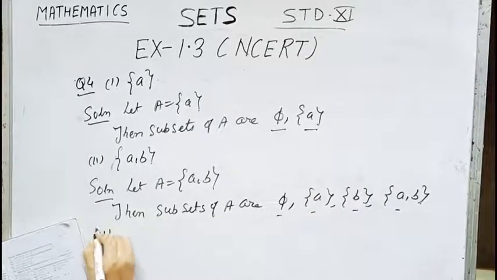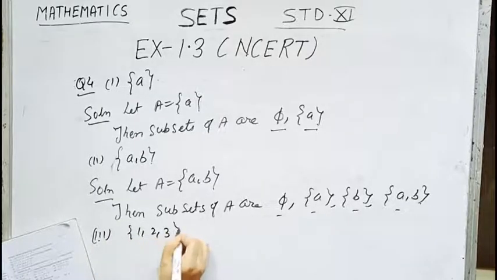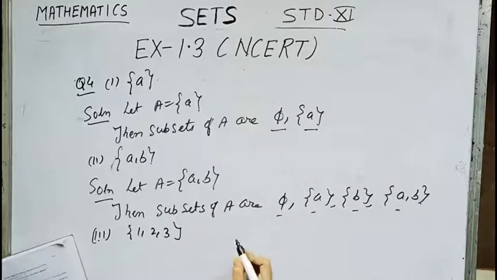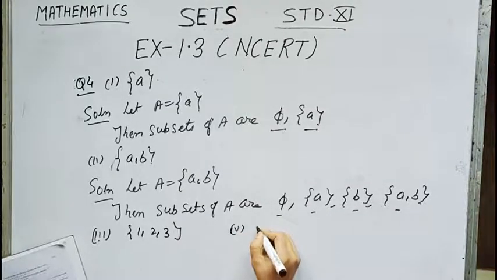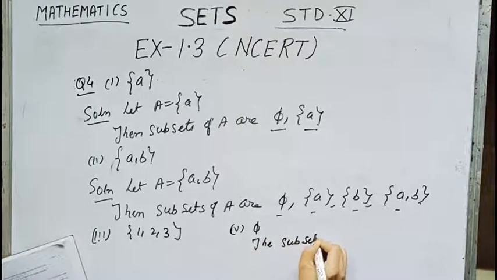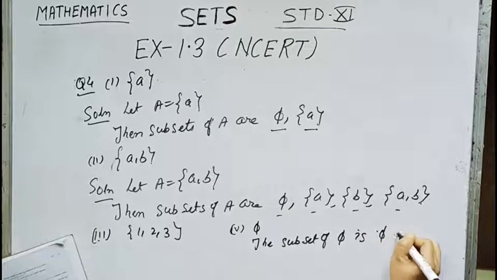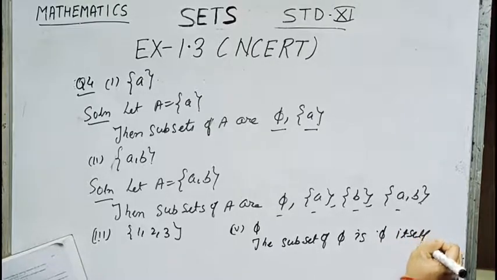Now number 3 is set containing 1, 2, 3. This question I have done in the explanation part, so you will be attempting this on your own. Now number 4 is phi. Obviously the subset of phi is phi only. The subset of phi is phi itself. This I have discussed in the explanation part. Now let us go to question number 5.